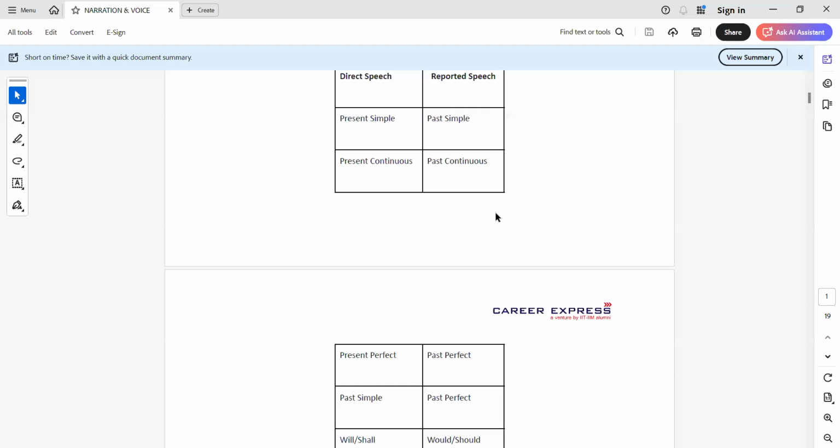Perfect में, present perfect में has have V3 changes to had V3. Present perfect continuous changes to has been, have been changes to had been. Okay.